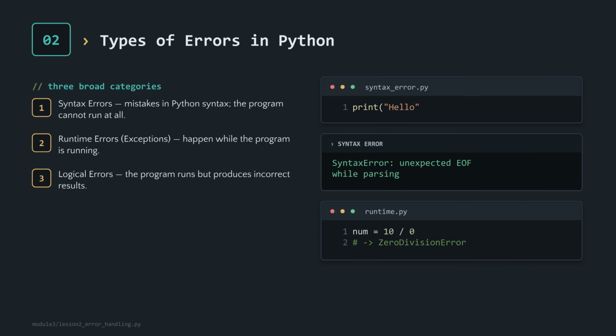In Python, we generally categorize errors into 3 types. Syntax errors prevent the program from running at all. Runtime errors, or exceptions, occur while the code is running. Logical errors allow the code to execute, but the results produced are incorrect. We focus primarily on catching those runtime exceptions.